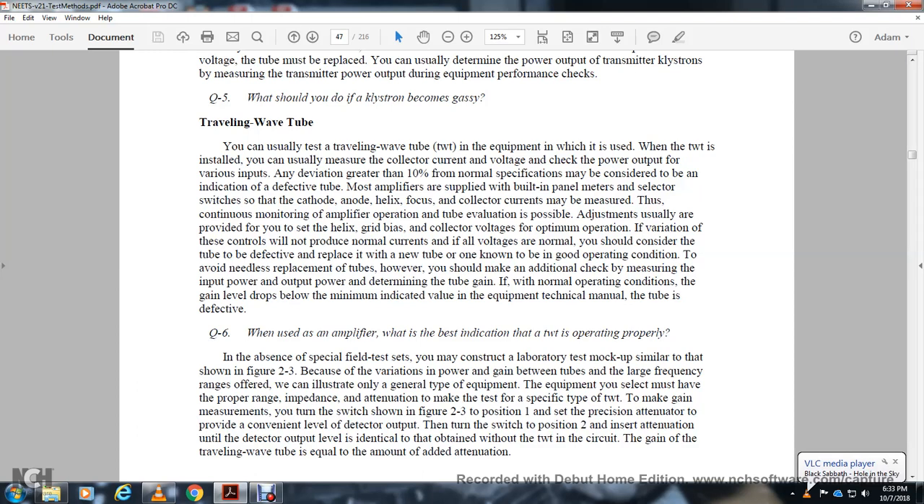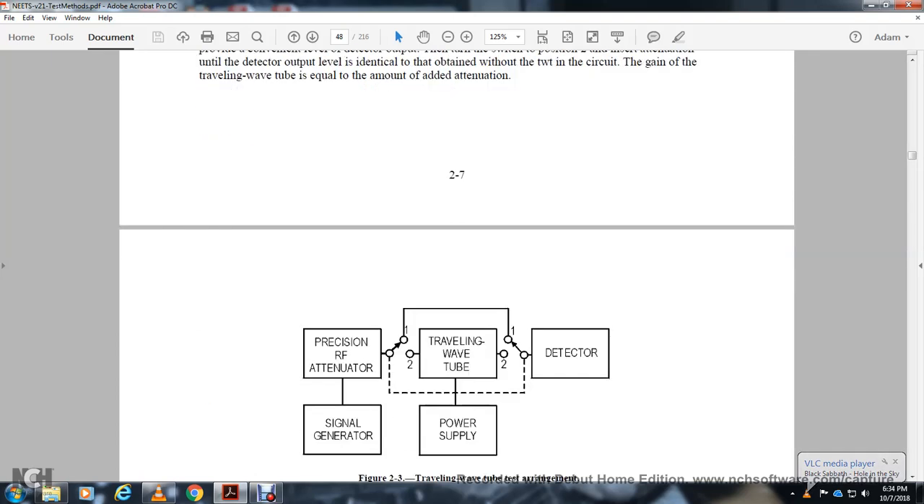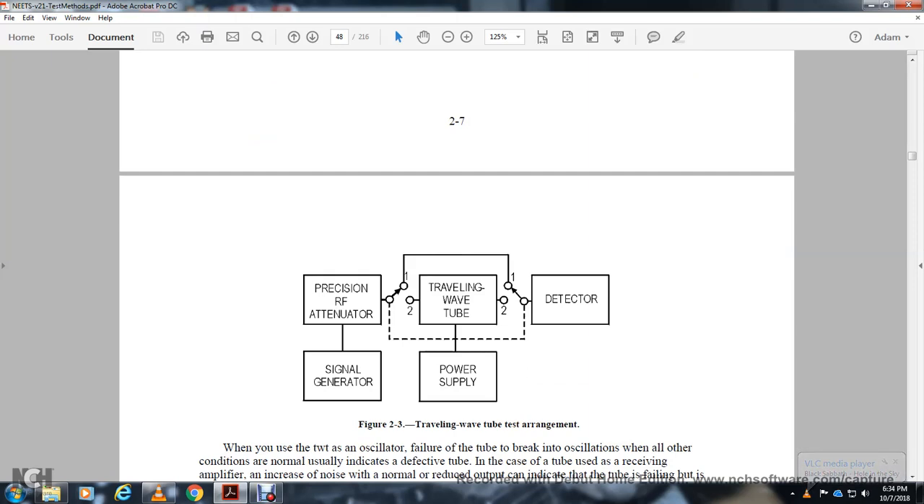To make a gain measurement, turn the switch, shown in figure 2-3, to position 1, with the precision attenuator set to a convenient level on the detector output. Turn the switch to position 2 and insert attenuation until the detector output is identical to that obtained with the traveling wave tube in the circuit. The gain of the traveling wave tube is equal to the amount of added attenuation. Figure 2-3 shows the traveling wave tube.